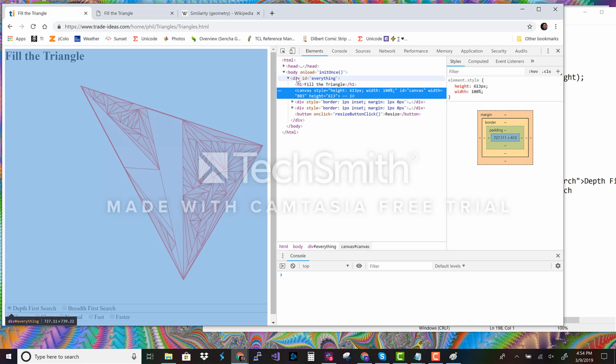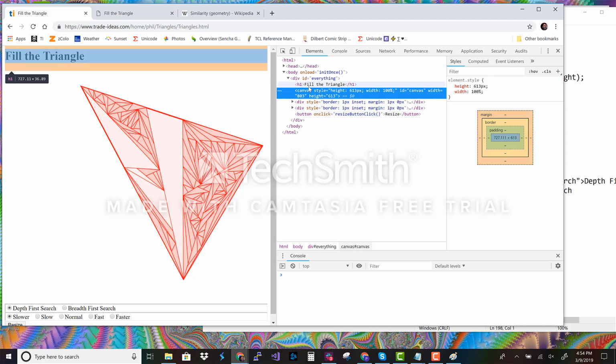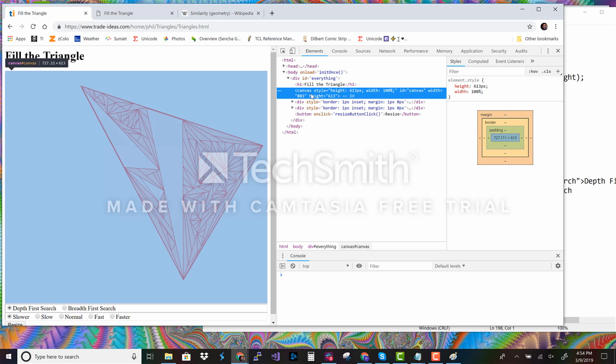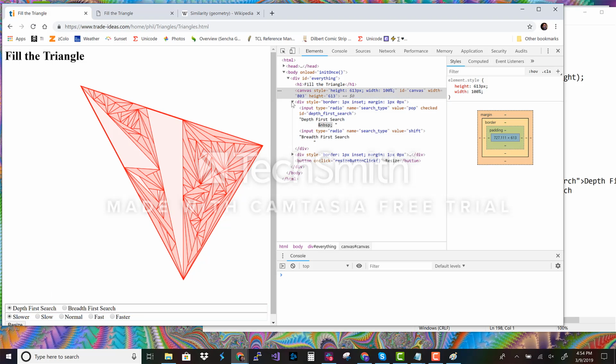So anyway, we have this div that says everything. That ID allows me to do the resize trick. It's just a quick way to find, well, literally everything. Fill the triangle. That's the heading. Again, I put that in two places. It's on the page and it's on the name of the window. The canvas, of course. That's where all this drawing is taking place. Some simple buttons, radio buttons that we used.